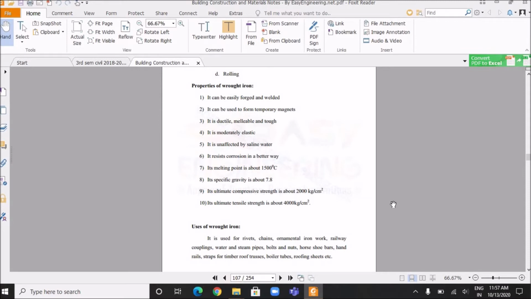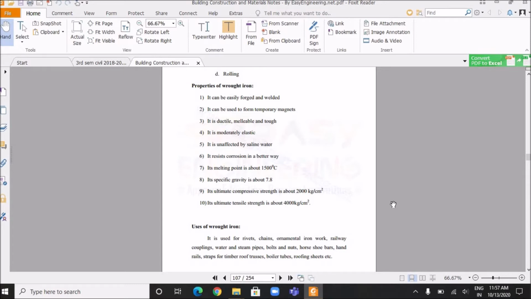Properties of wrought iron. It can be easily forged and welded. It can be used to form temporary magnets. It is ductile, malleable and tough. It is moderately elastic. It is unaffected by saline water. It resists corrosion in a better way.